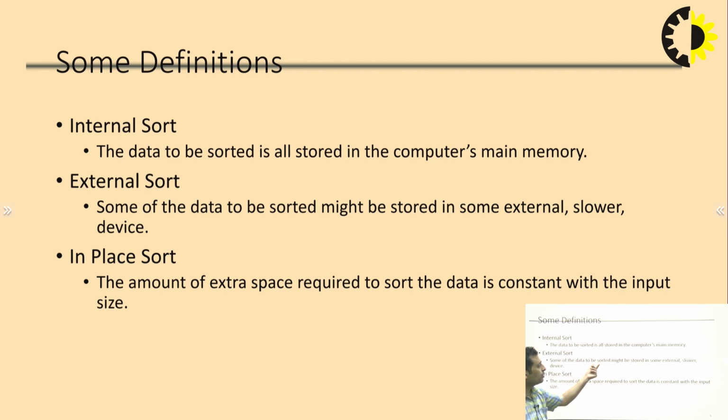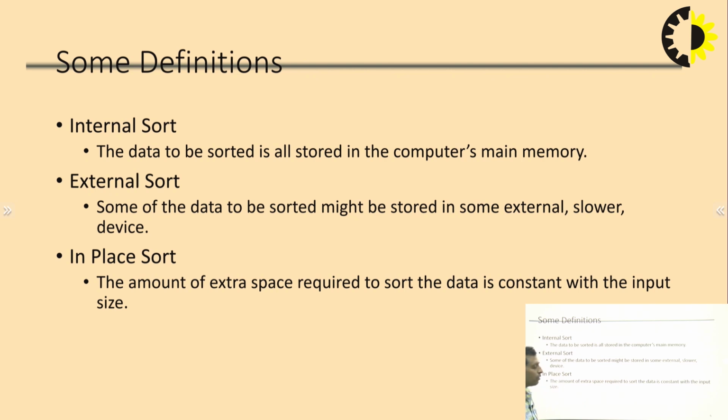And next is external sort. Some of the data to be sorted might be stored in an external device, such as the hard disk or other devices, which are slower than RAM. So in that situation we must use external sort techniques.